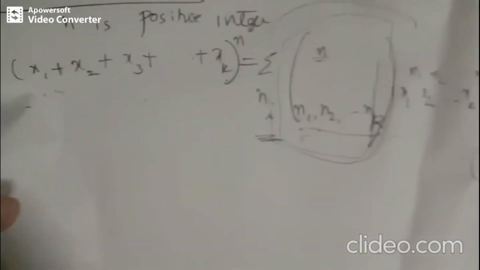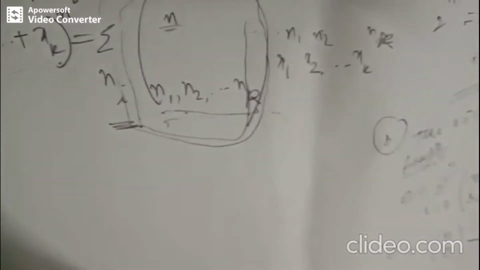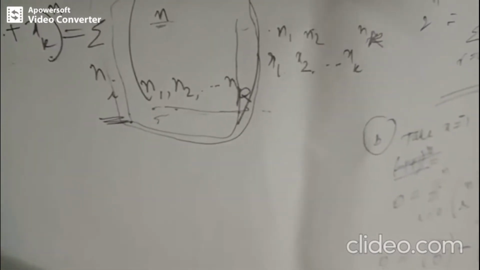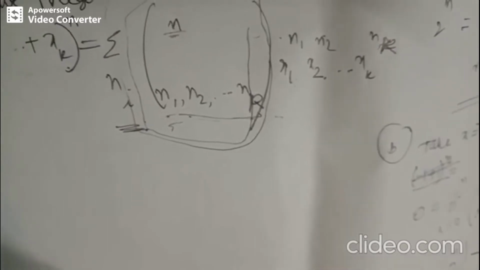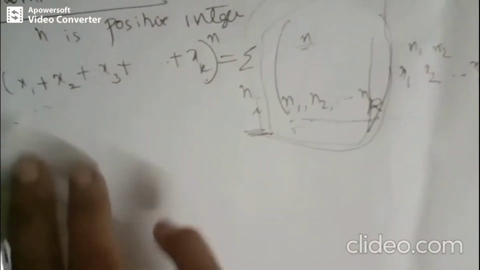And what is your multinomial theorem? It is given by (x1 plus x2 plus x3 and so on plus xk) whole raised to n is the summation of n choose n1, n2, up to nk, x1 raised to n1, x2 raised to n2, and so on up to xk raised to nk, where n1, n2, nk are the terms and n is a positive integer.